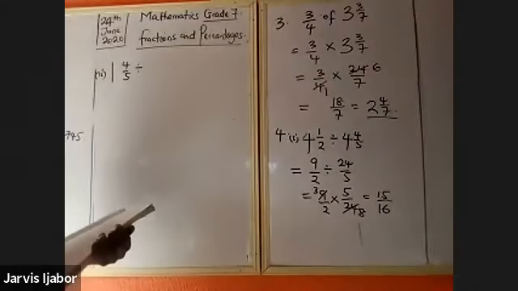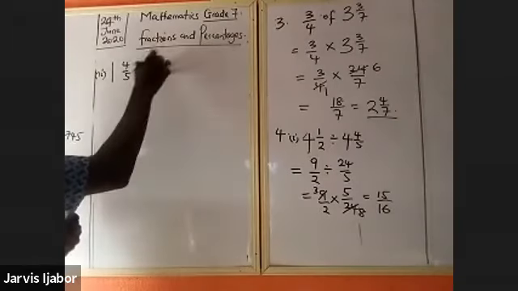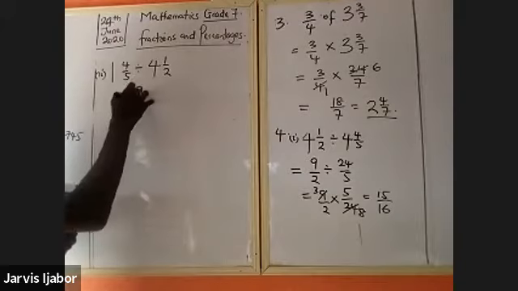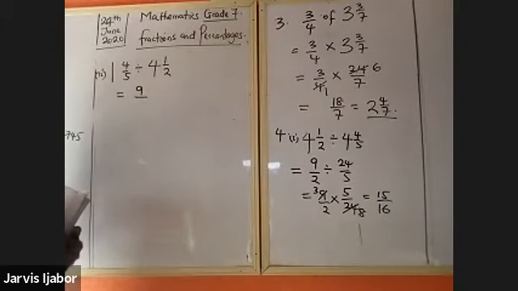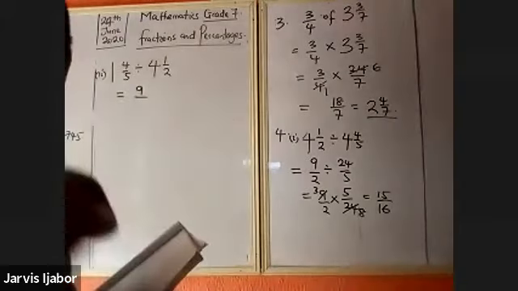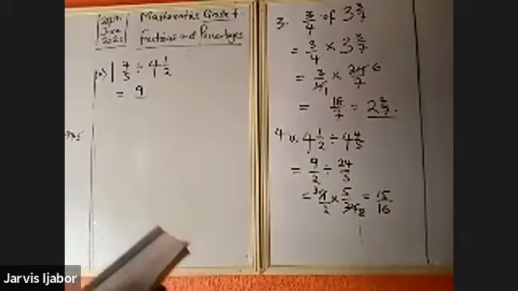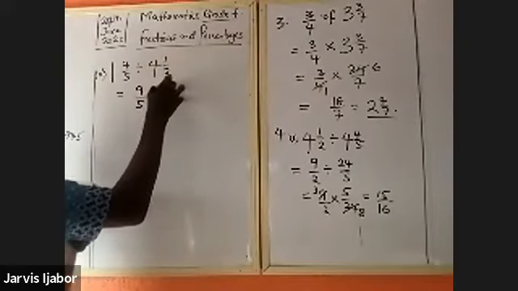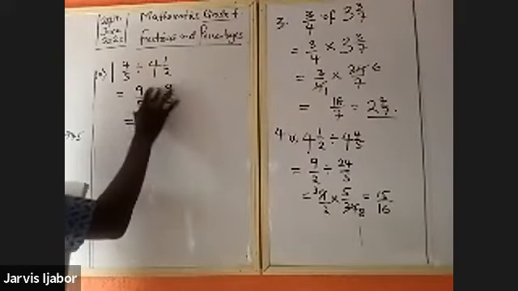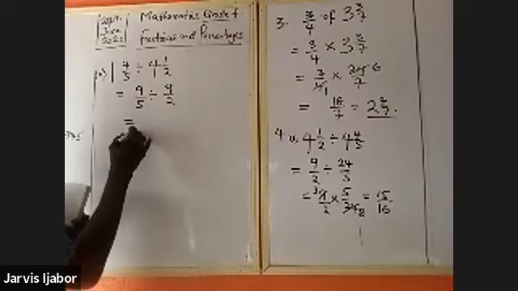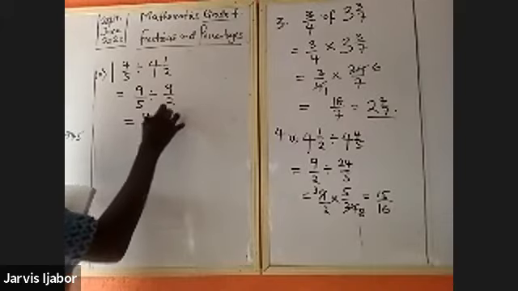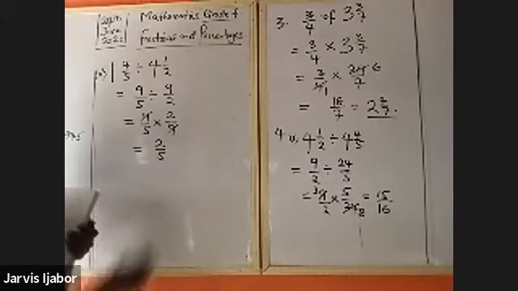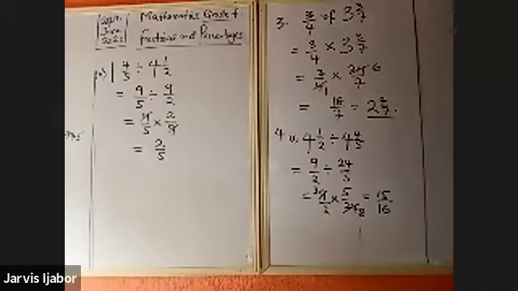Divided by 4 1/2. This will give me 9 over 5 divided by 9 over 2, which I can now take to be 9 over 5 times 2 over 9. And that'll give me 2 over 5 as my answer.